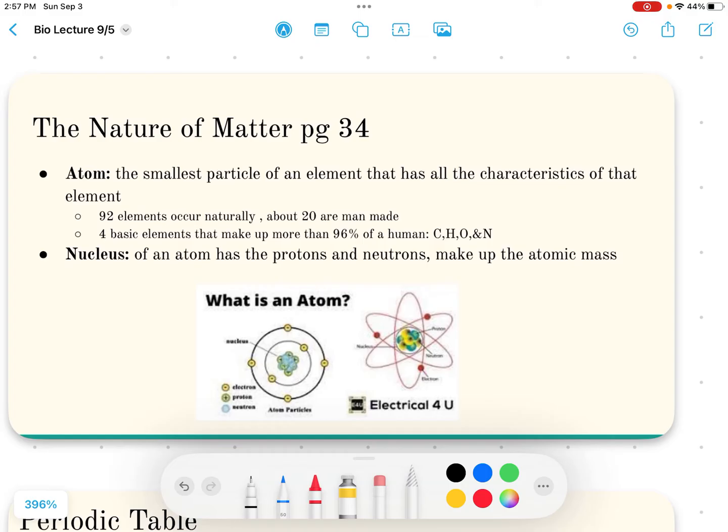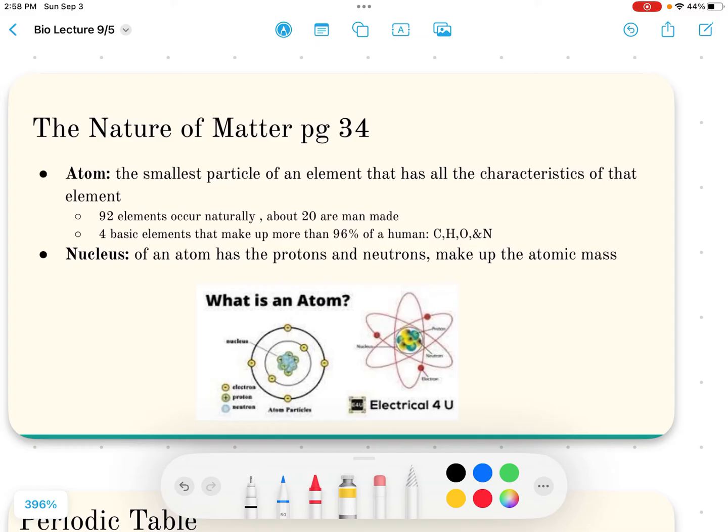There are 92 of them that are naturally occurring here on Earth, meaning we can find them all over, and they make up everything we see around us. There are about 20 that are man-made. Those are generally the ones found separated, called the lanthanides and actinides, towards the very bottom of the periodic table. Most of those are made in a lab by scientists by throwing atoms together. We generally don't worry about those too terribly often.